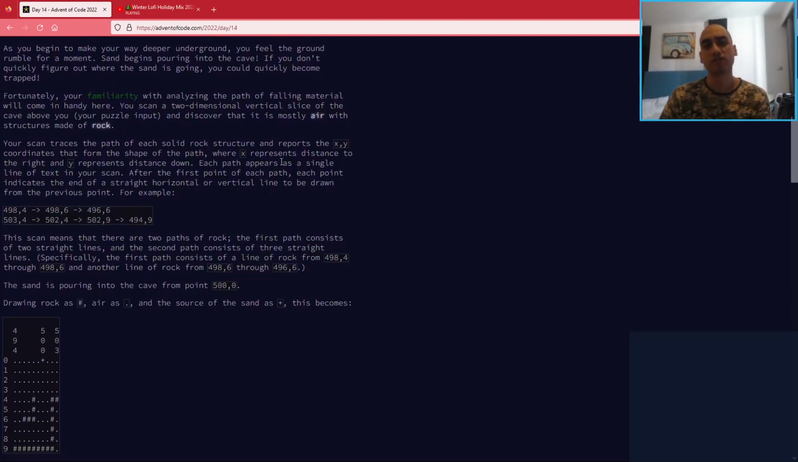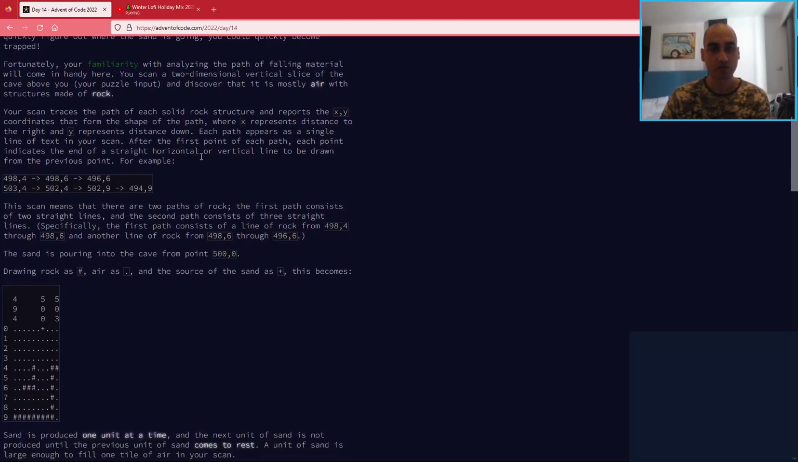You scan a two-dimensional vertical slice of the cave above you and discover that it is mostly air with structures made of rock. Your scan traces the path of each solid rock structure and reports the XY coordinates. Okay. Yeah, so X to the right, Y down as usual. Up to the first point of each path, each point indicates the end of a straight, horizontal, or vertical line to be drawn from the previous point. For example, wait, no, I didn't understand that.